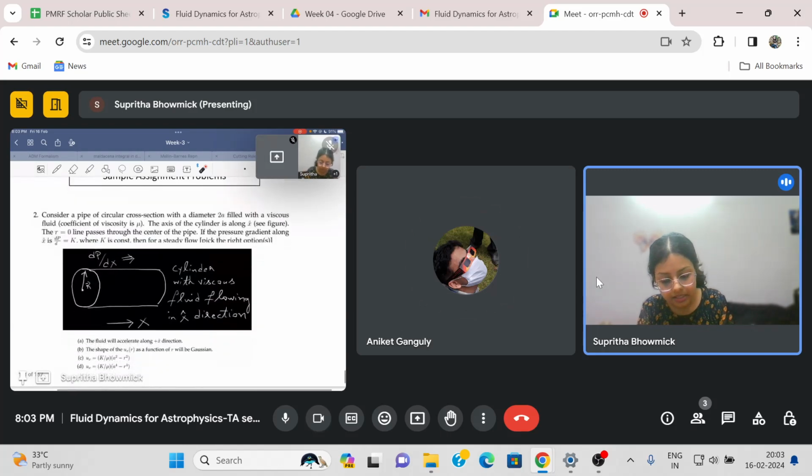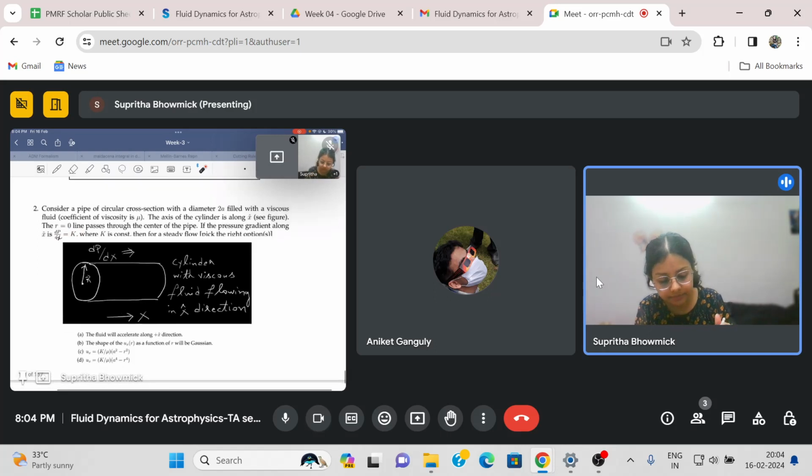Now consider a pipe of cross section 2a, so this distance is 2a, filled with viscous fluid, and the fluid is flowing along the x-axis in response to a pressure gradient. Because of the way I've attached this picture, this should actually be dp/dx. So the fluid is flowing as a response to the pressure gradient along the x direction, which is a constant pressure gradient k.